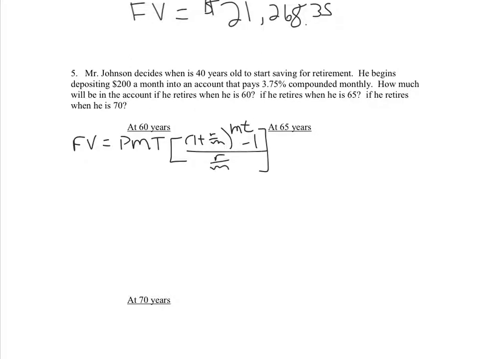All right, if he's 60, he's putting in $200 a month. His interest rate is 3.75%, so that's 0.0375. Compounded monthly is a 12. Raised to, M is still 12.